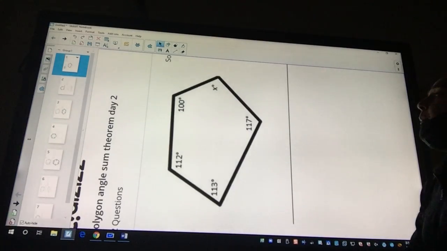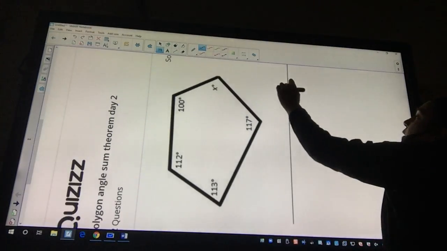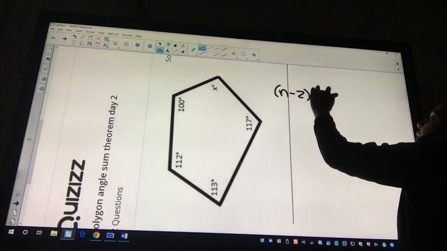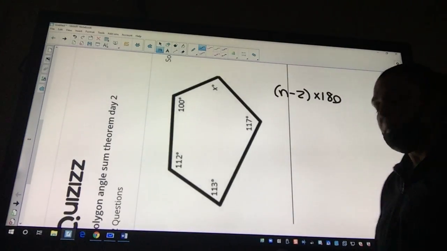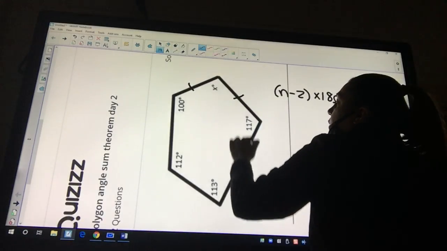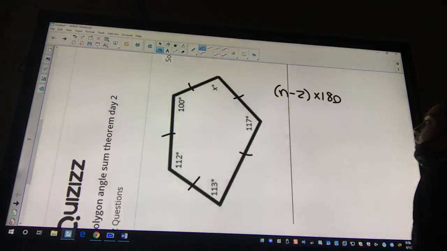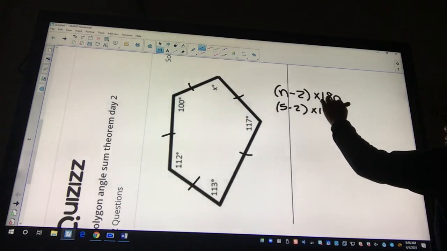Okay, so how do we find the total sum of the polygon? N minus 2 times 180. Okay, what does n stand for? The number of sides. Okay, and how many sides are on this one? Jared, put that up. 5. Yep, so we got 1, 2, 3, 4, 5. So it's going to be 5 minus 2 times 180.